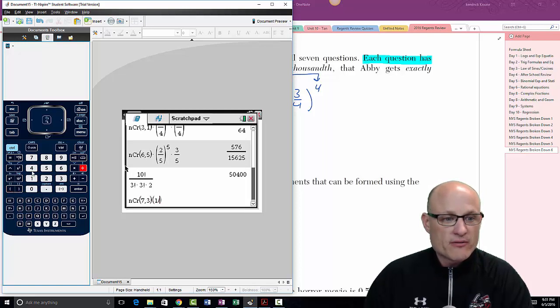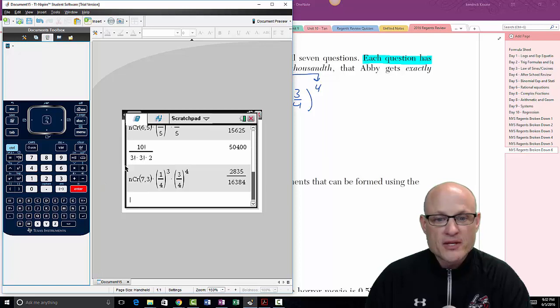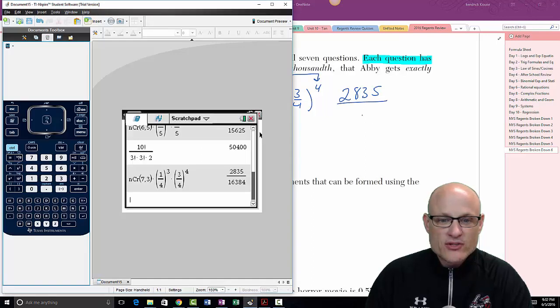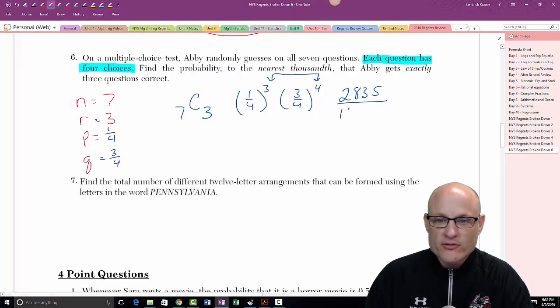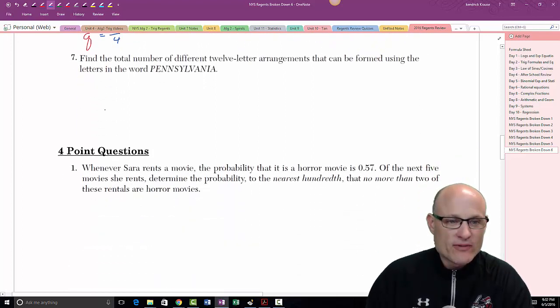So 7, 3. 1 divided by 4, parenthesis raised to the 3rd, which we want 3 right, and then we want parenthesis 3 divided by 4, parenthesis raised to the 4th power, and 4 wrong. And 2835 over 16,384. There it is.